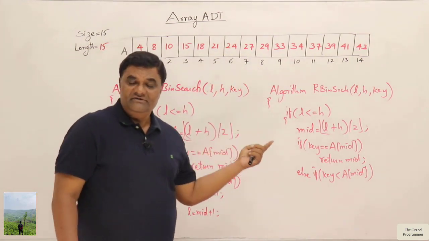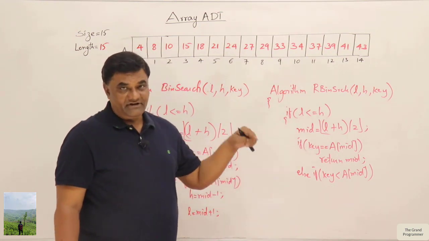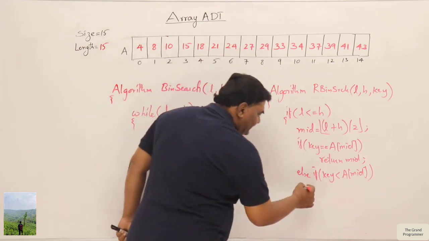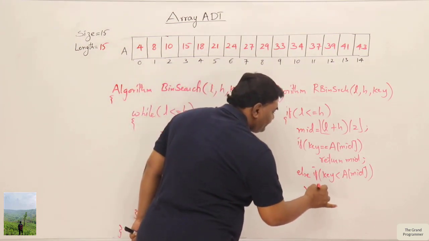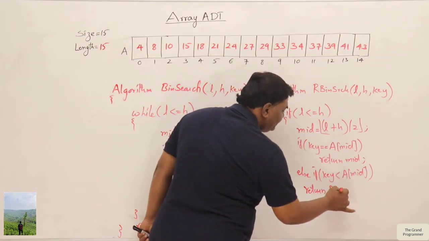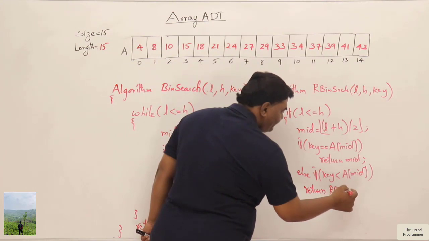So this procedure can call itself recursively for searching on the left hand side. So say return R binary search, R bin search. So this is the recursive call.